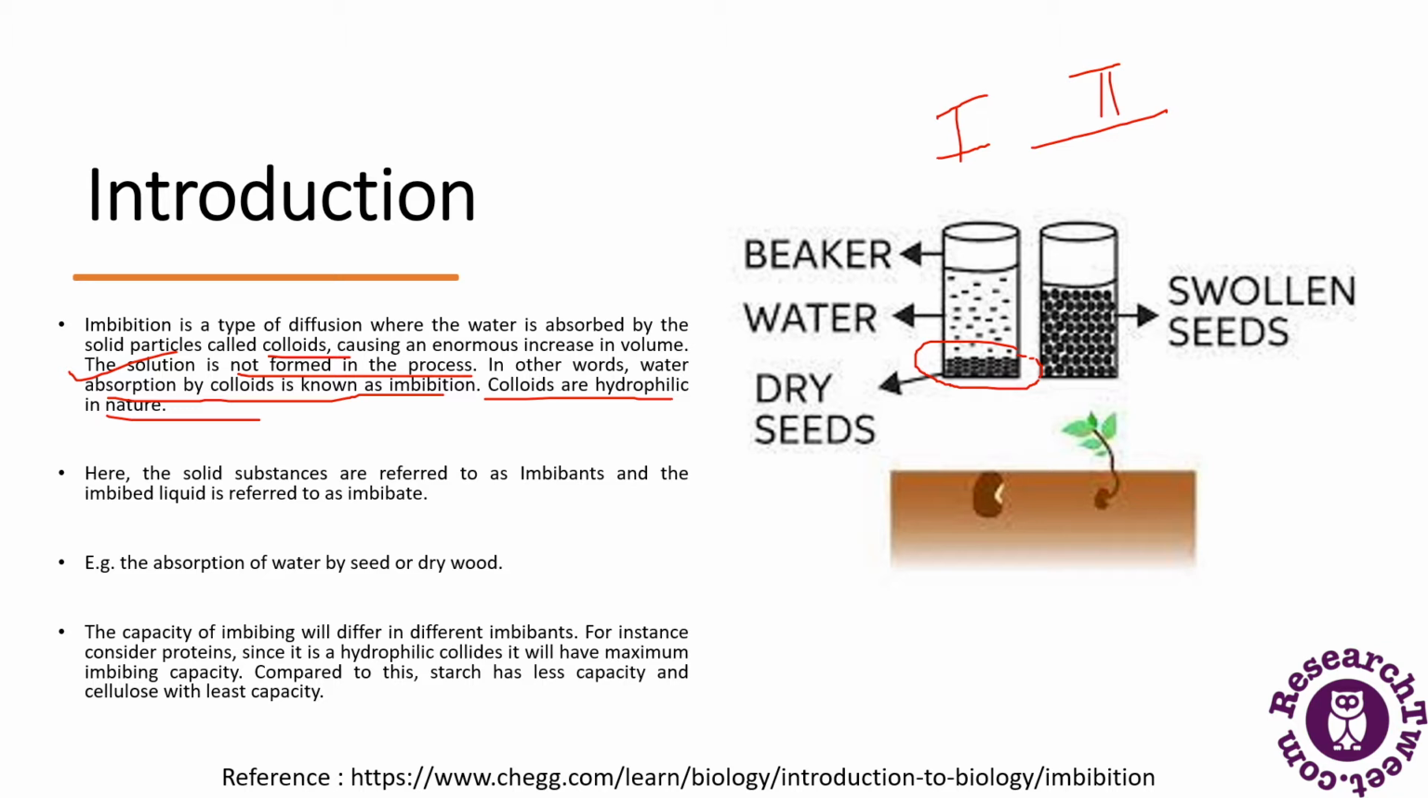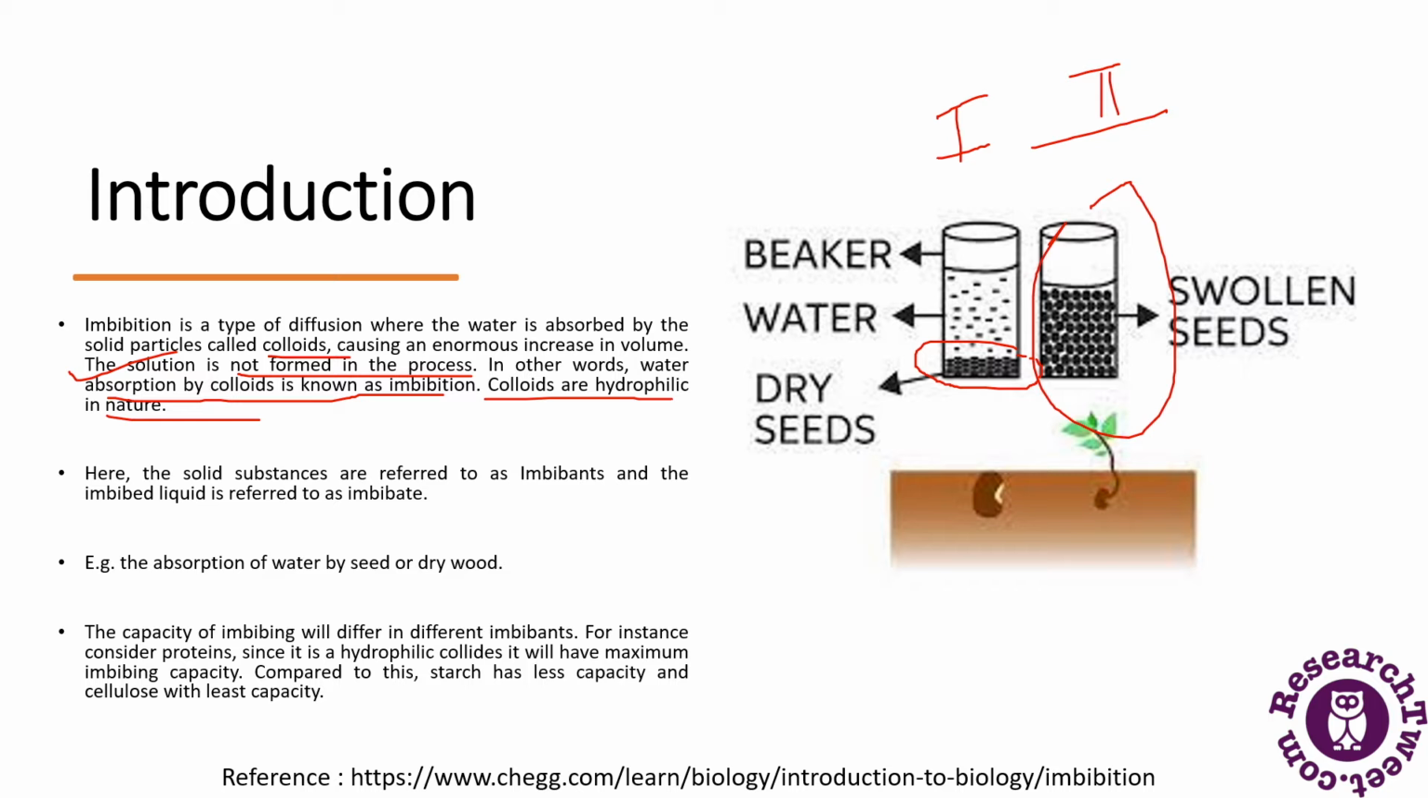So this is the process of imbibition, where water is being absorbed by the solid particles called colloids, and there is an enormous increase in the volume. So the volume has increased in this case. There were dry seeds, but in the other beaker the volume has not increased because they were not soaked in water and have not absorbed the water. But in case of the second beaker, the water is being absorbed by the dry seeds and they get swollen up.